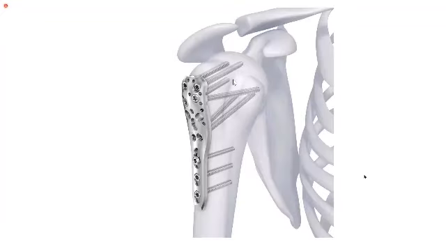Okay, so this is a Philos plate. It's a proximal humerus interlocking system. We use this one for proximal humerus fractures. They will just show you the plates and tell you where this plate is fixed.